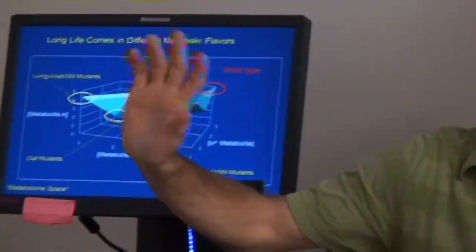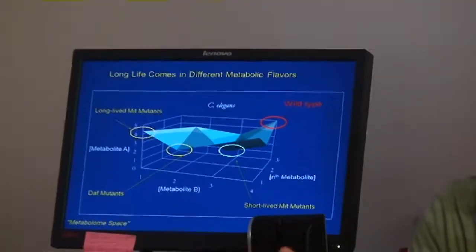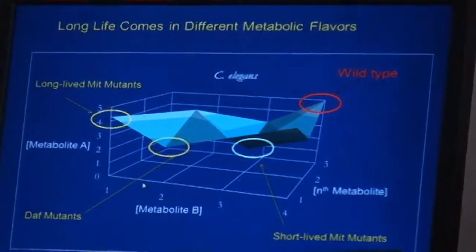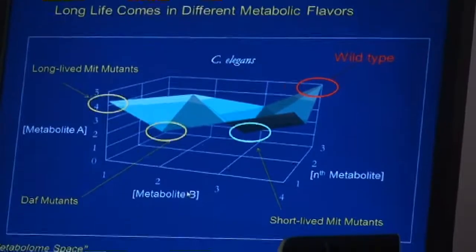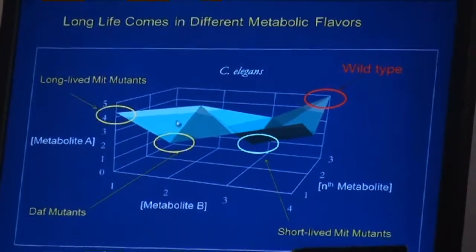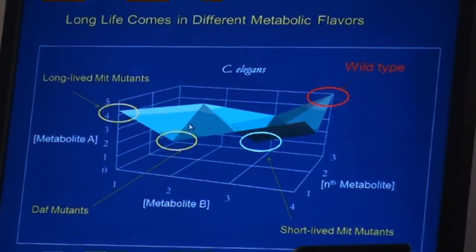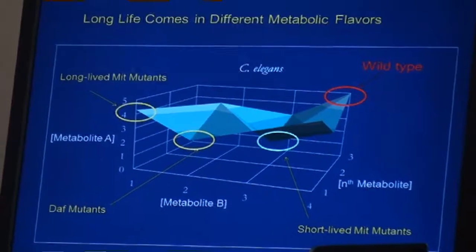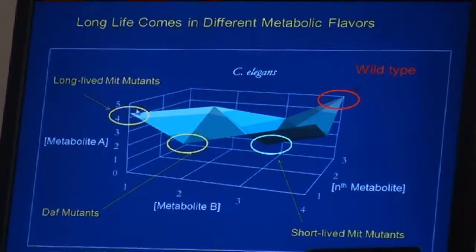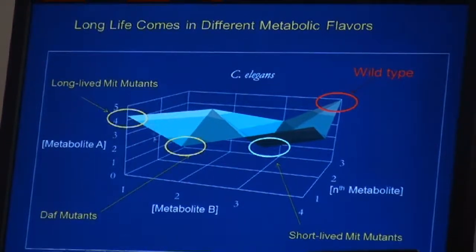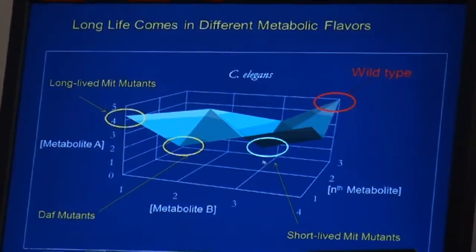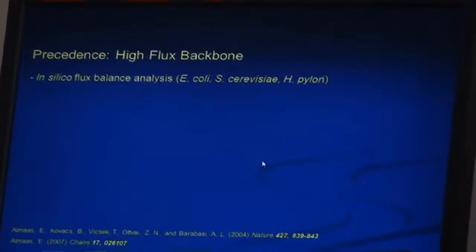We can't put up a 2,000 metabolite n-dimensional space, but I've kind of illustrated it here. If you just imagine three metabolites, and we could measure every concentration, every configuration of A, B, and C, in that space there'd be a domain, a volume, where life would be compatible. And then different mutants would sit, this is our prediction, in different parts of the space. If you're sitting over here, you're a long-lived mutant. If you're sitting down here, you're a daffy. If you're up here, you're a wild type. If you're over here, you're a short-lived mutant. And we test that hypothesis.